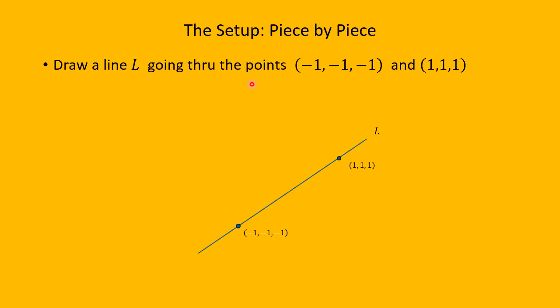To set up our problem, first we will draw a line L going through the points minus 1, minus 1, minus 1, and 1, 1, 1. So in three-dimensional space, we have a line L, and it has a point minus 1, minus 1, minus 1 somewhere, and 1, 1, 1 somewhere else.